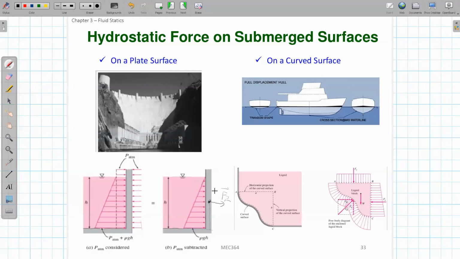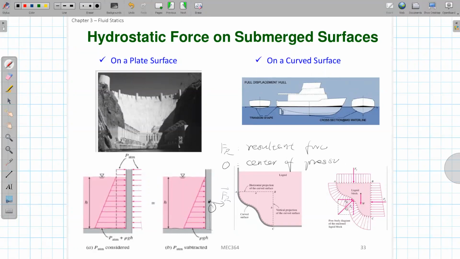Okay, so let me repeat it. Our task is to try to find a resultant. So this F_R is called the resultant force. And if I denote this point O, okay, so O is called the center of pressure.